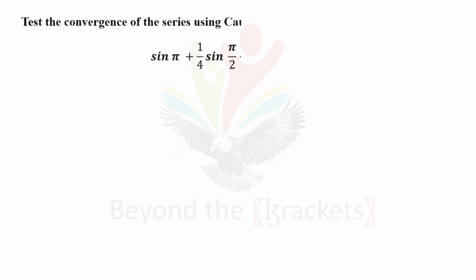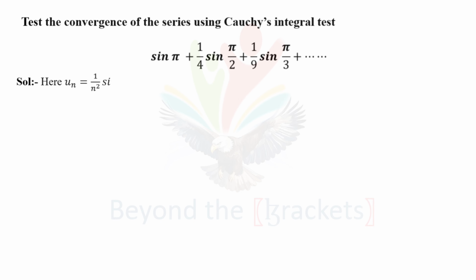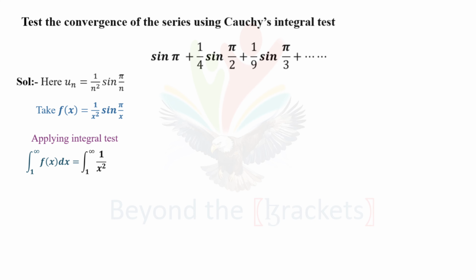Here comes the next question where an infinite series is given. The first term is sin pi, the second term is 1 by 4 into sin pi by 2, the third term is 1 by 9 into sin pi by 3. So the nth term will be 1 by n square into sin pi by n. Consider the function f of x by replacing n with x, we get 1 by x square sin pi by x. Applying the integral test, the integral from 1 to infinity of f of x with respect to x will be the integral from 1 to infinity of 1 by x square sin pi by x with respect to x.